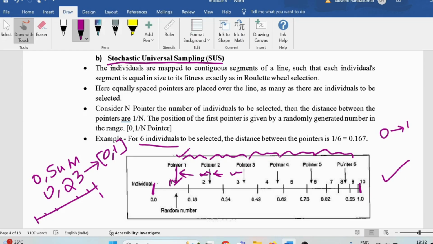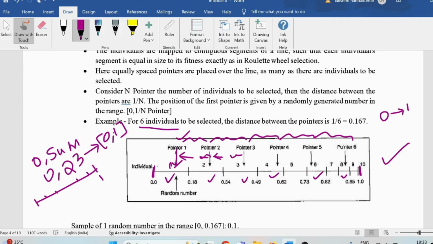So stochastic universal sampling means the value will be between 0 and 1. Instead of a wheel form, it will be like a scale form, and then one random value is chosen. From that, at equal distances, so many values will be taken and that particular individual will be chosen. So here individual 1 is chosen, individual 2 is chosen, then 3, 4, 6 and 8. Likewise 6 individuals will be chosen here.